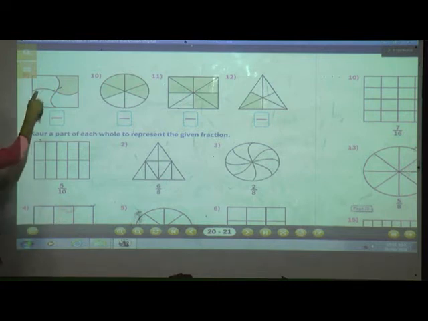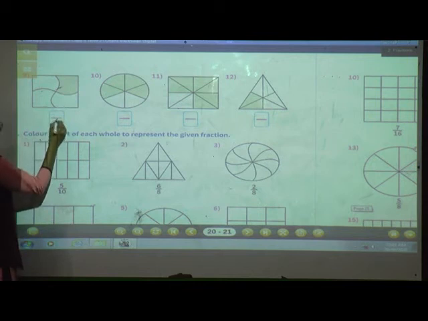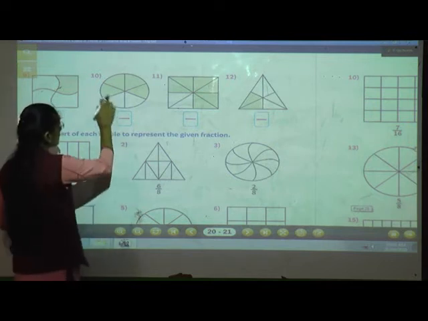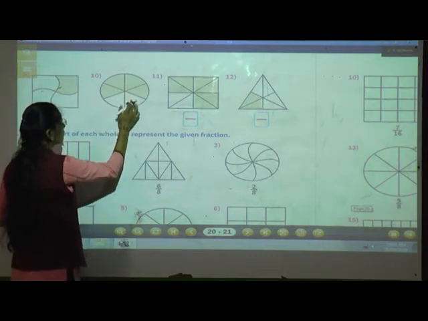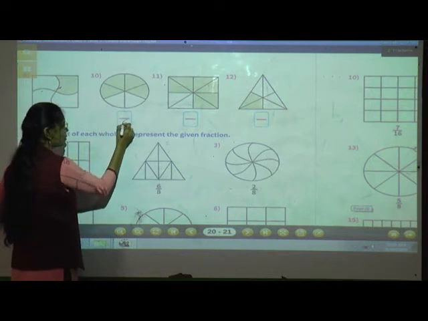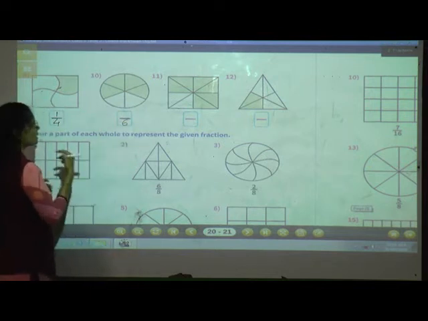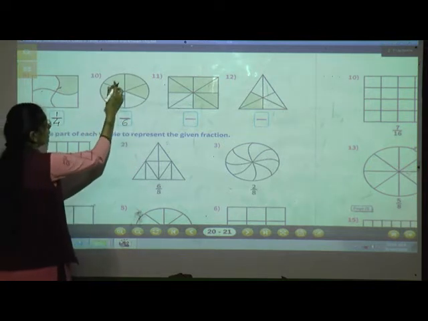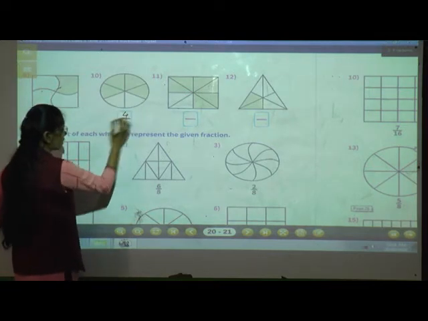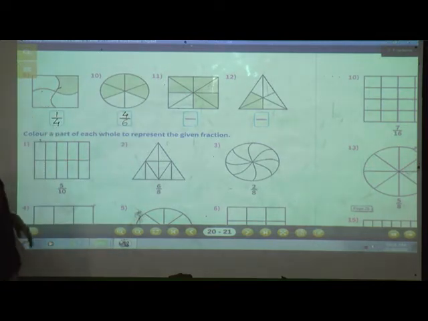Yes, here 1, 2, 3, 4 parts are there, and out of those 4 parts only one is shaded, so the fraction is 1 by 4. Now see this whole, 1, 2, 3, 4, 5, 6. This whole is divided into 6 equal parts, and out of that 6, how many parts are shaded? 1, 2, 3, 4. So the fraction is 4 by 6.